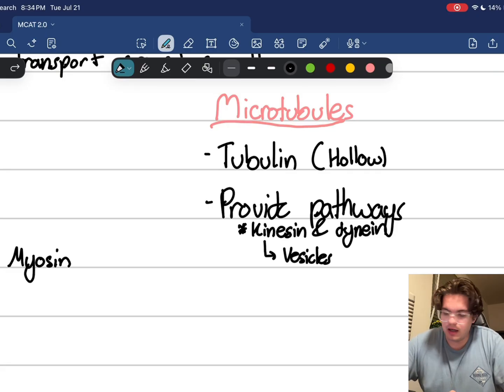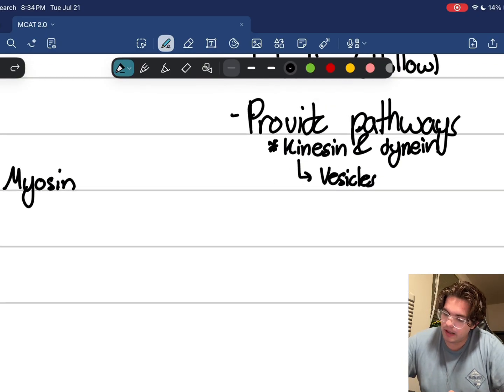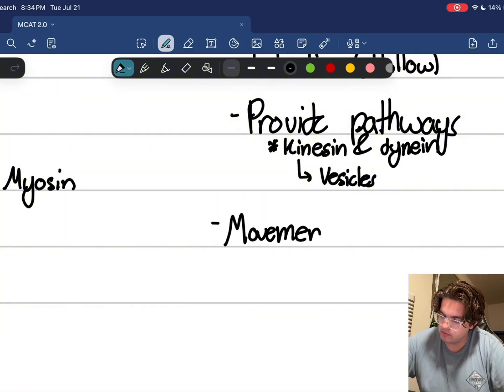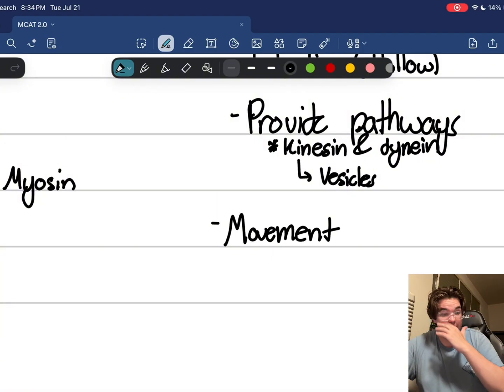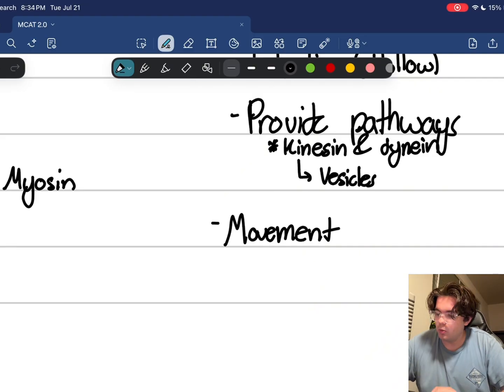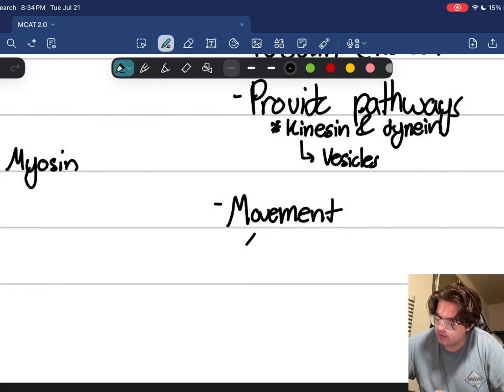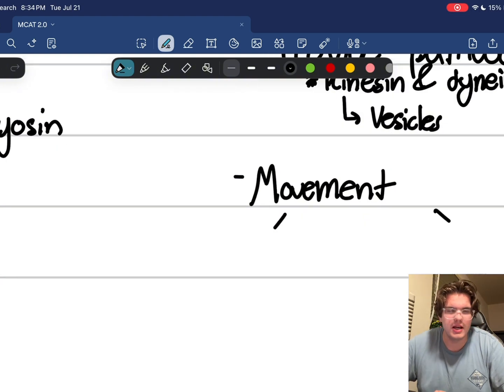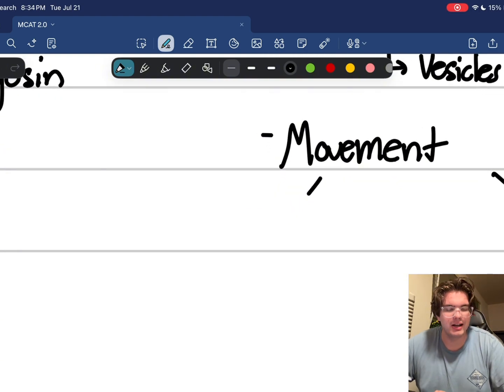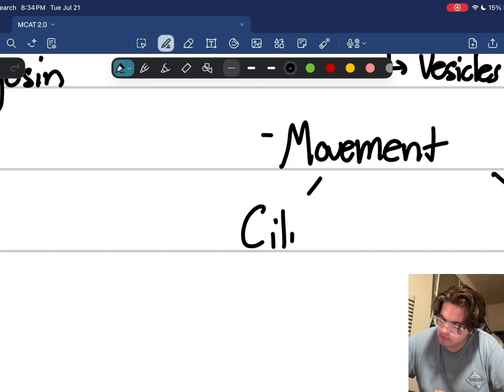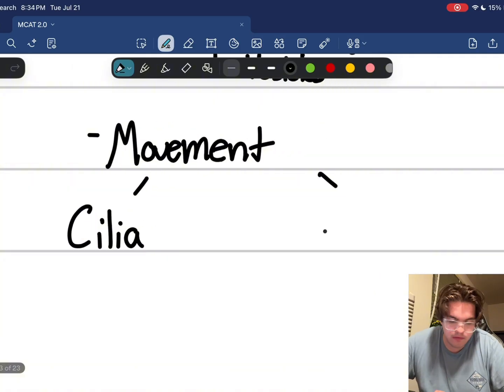Okay, and we also have a key thing focusing on movement and the movement of the cell. We have two types of microtubules in which they affect or introduce movement. They have cilia and flagella.